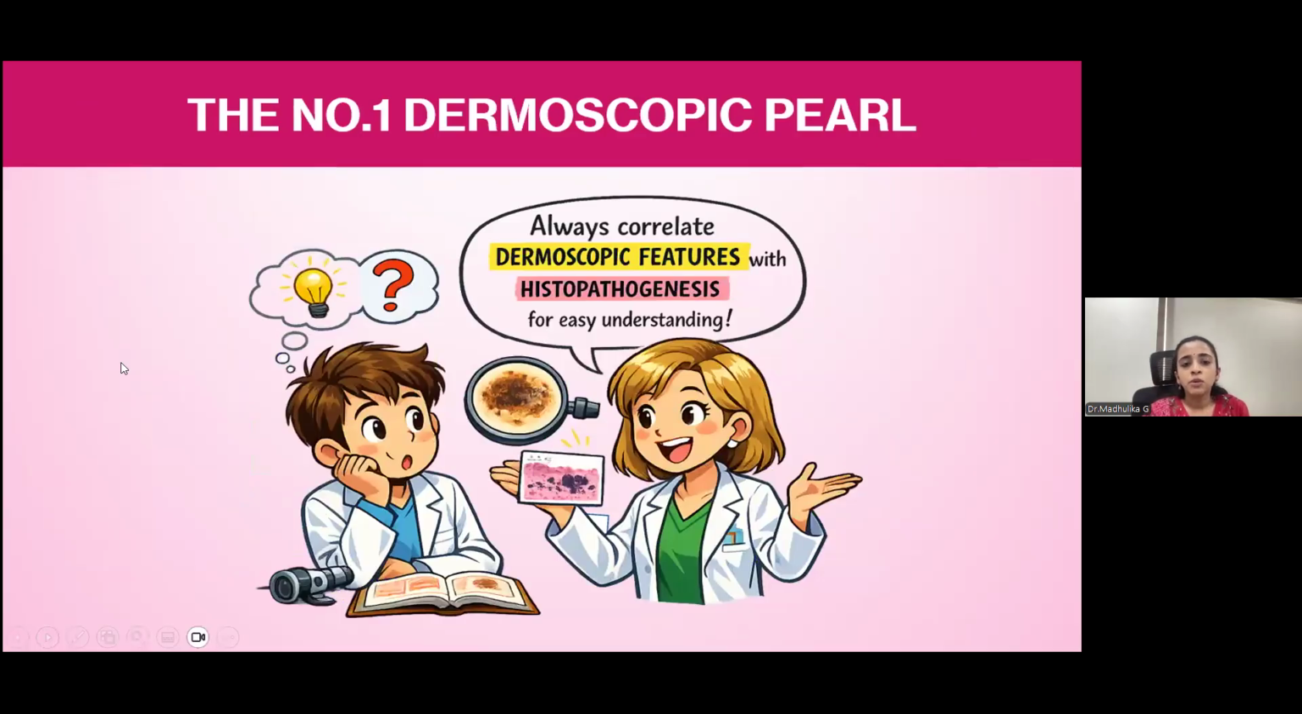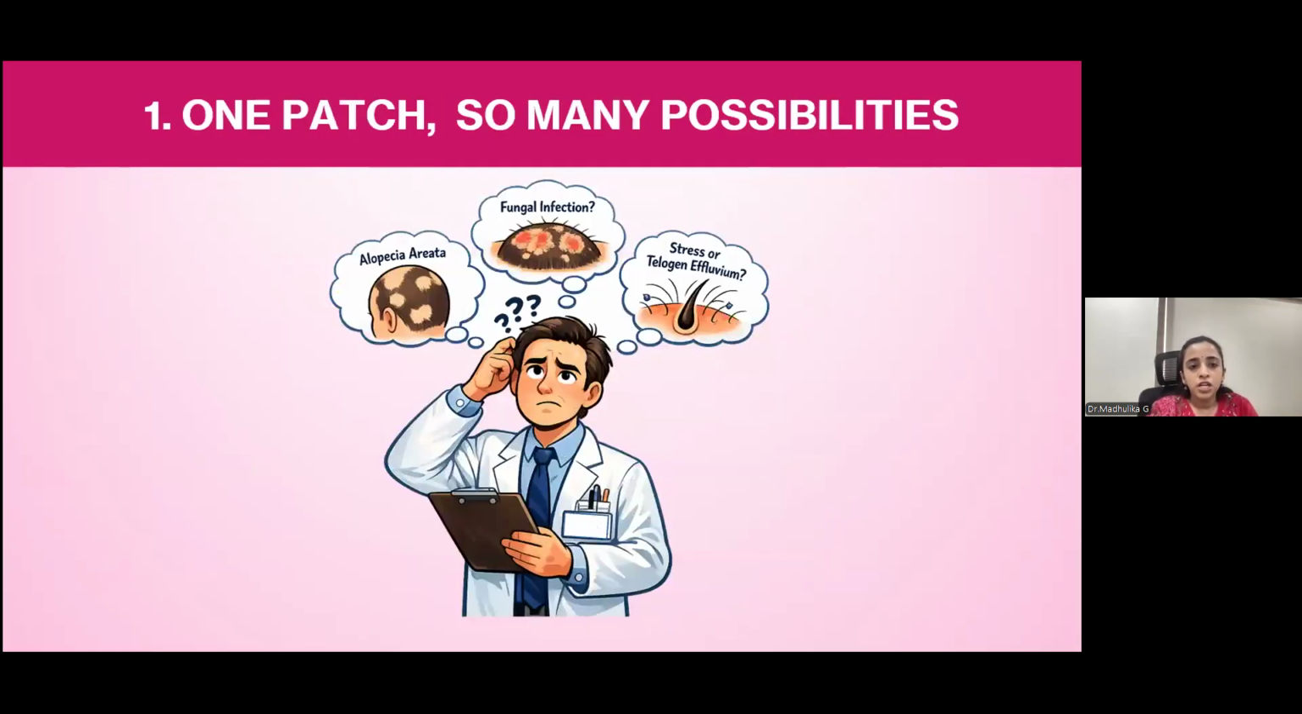The number one dermoscopic pearl that I can tell you is always correlate dermoscopic features with histopathogenesis for easy understanding. Otherwise, you're just looking at a string of features, a string of signs that doesn't make any sense, right? So always understand, okay, this is a disease. This is why, this is the cause, this is what happens on a histopathological level, and that is being reflected as what I see in my dermoscopic findings. Next slide.